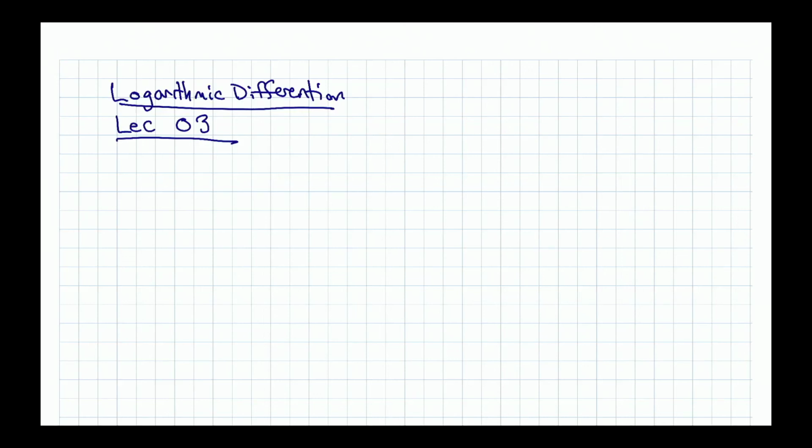Hi guys. So we're back with a new topic today: logarithmic differentiation, which I didn't spell right here. Hold on. Differentiation. Right. There you go.